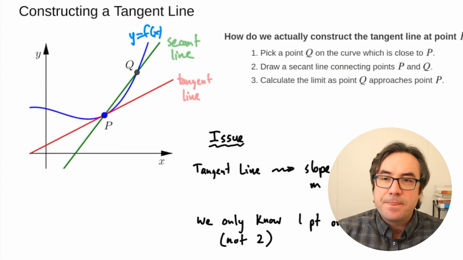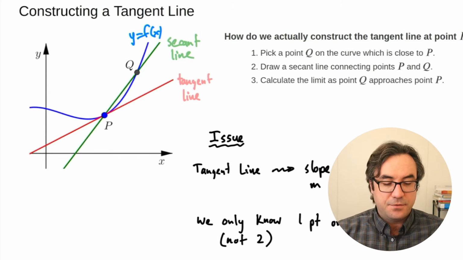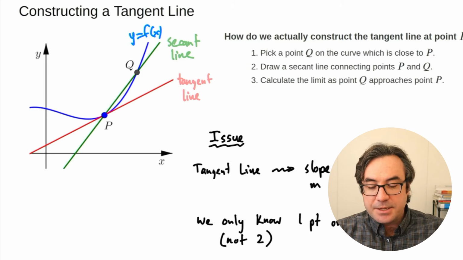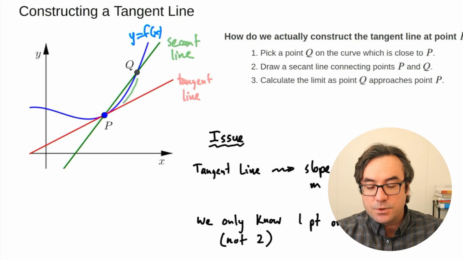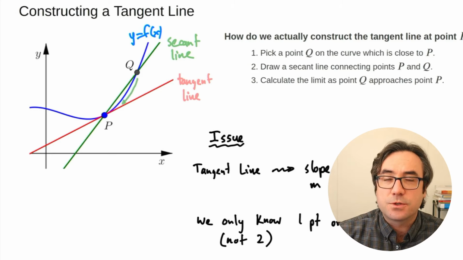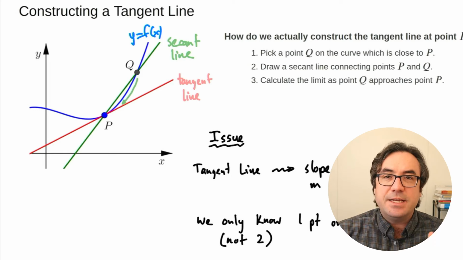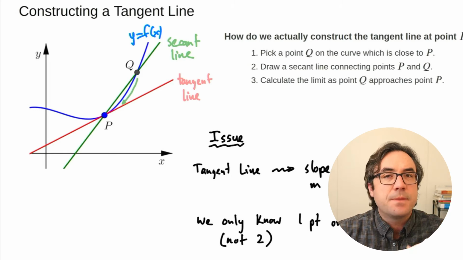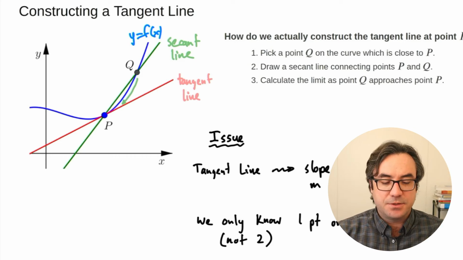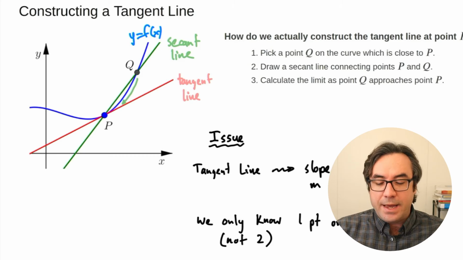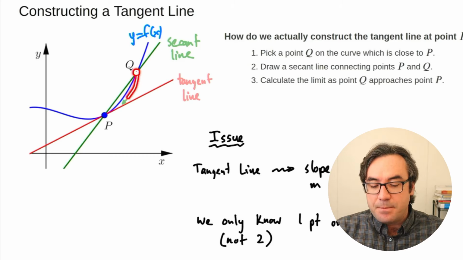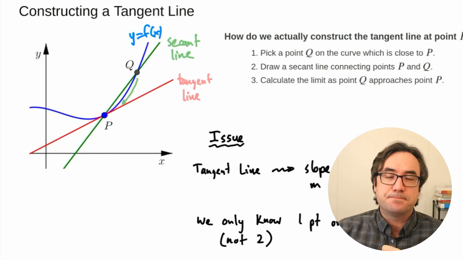So the next step is we're going to calculate the limit of the slope as point Q moves closer and closer to point P. So we're going to move point Q closer and closer to P. That idea of moving something closer and closer, that's our whole discussion with limits. That's why we've been talking about limits: we need some kind of mathematical way to talk about taking a point and moving it closer and closer to another point.